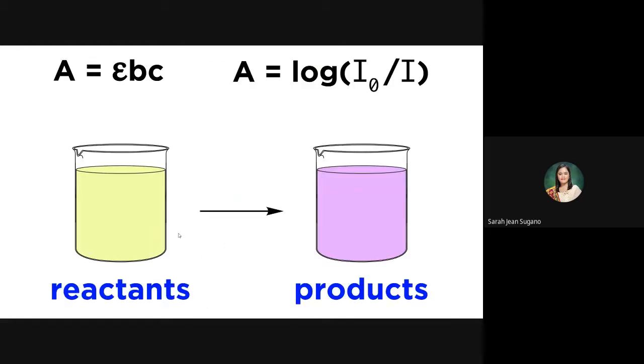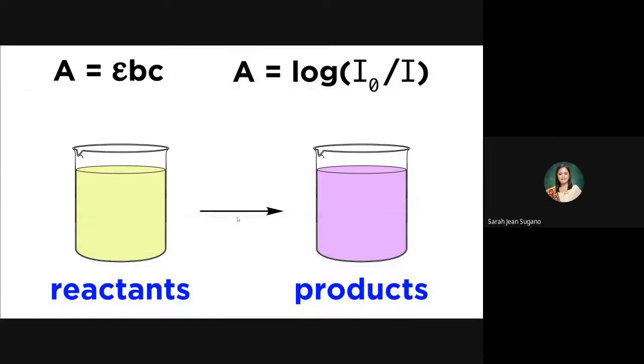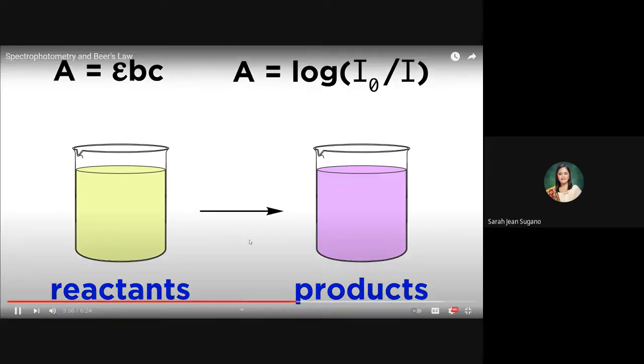The primary advantage of this technique is that we can just let a reaction occur normally and measure the rate indirectly by analyzing the light that interacts with the components in the solution, rather than stopping the reaction and measuring concentrations directly.